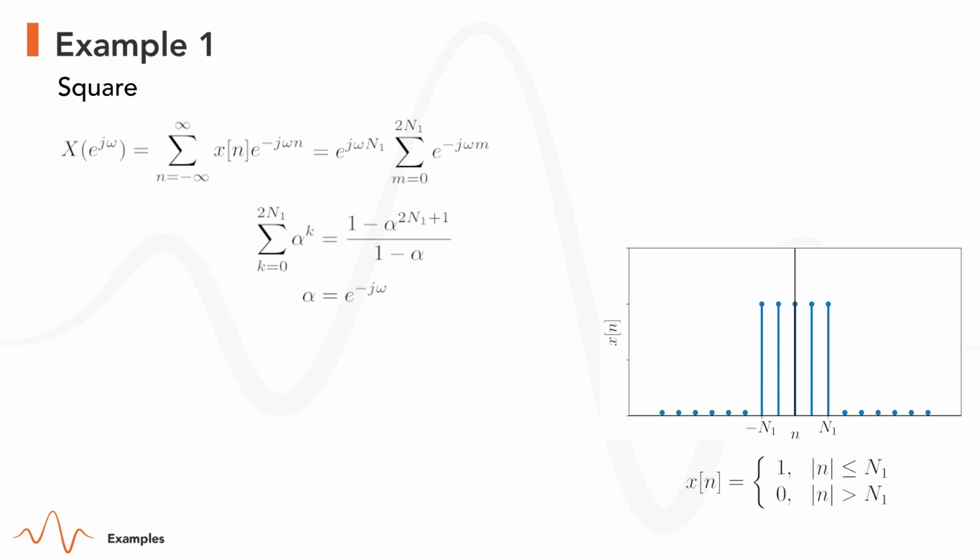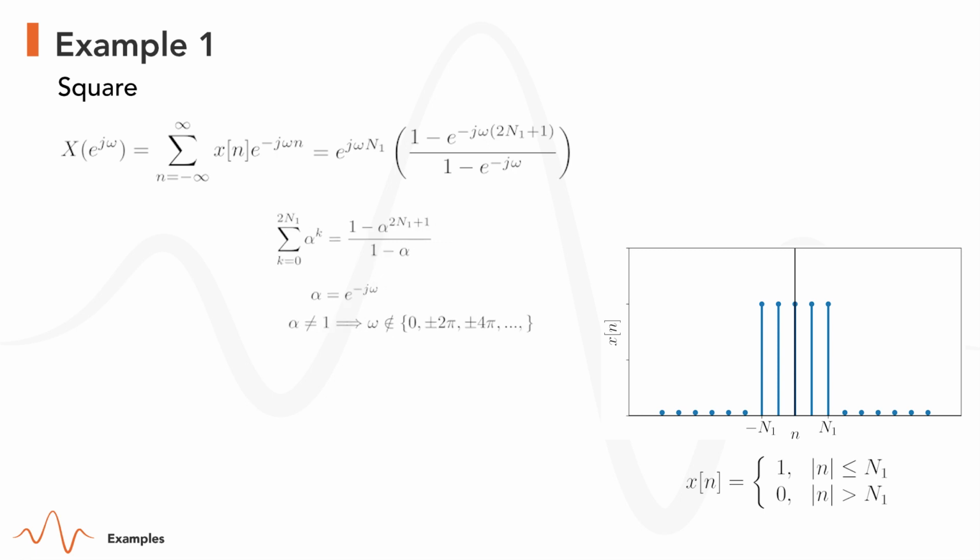A crucial fact is that we can only apply this formula if alpha is not equal to 1. And this means that e to the power of minus j omega cannot be equal to 1, which entails that omega cannot be 0 or a multiple of 2 pi. Since we only need to consider this formula over a period, say from minus pi until pi, the only critical point will be omega equals 0, that will be addressed in the end.